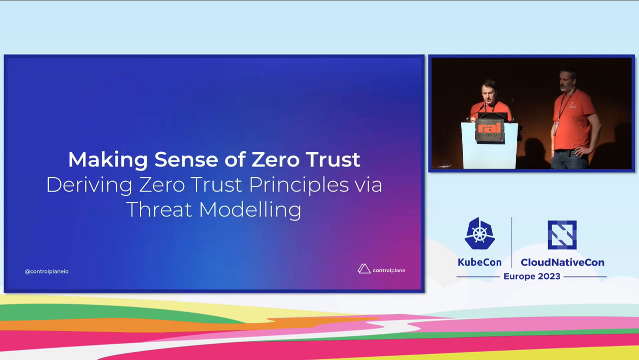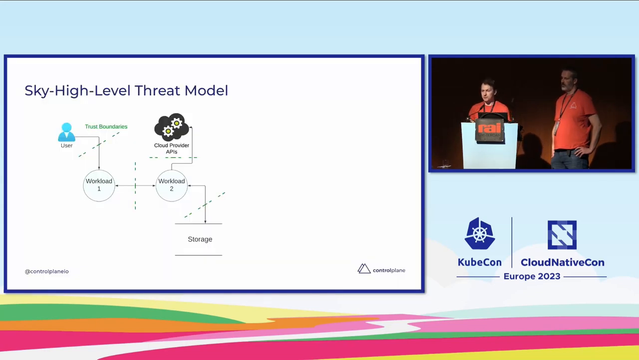So let's start to make sense of zero trust via a very, very, very high-level threat model. So this is a very simple diagram. We've got a user interacting with a workload, two workloads communicating, one workload persisting data to storage and interacting with persisted data, and another workload calling cloud provider APIs.